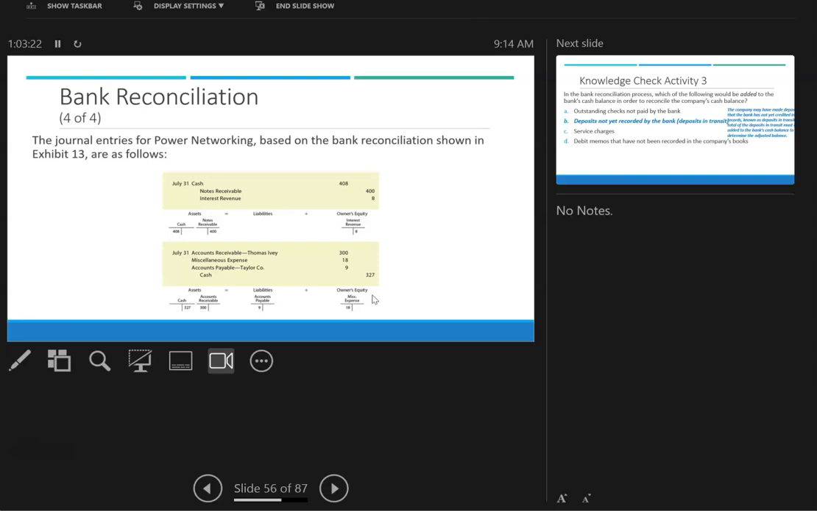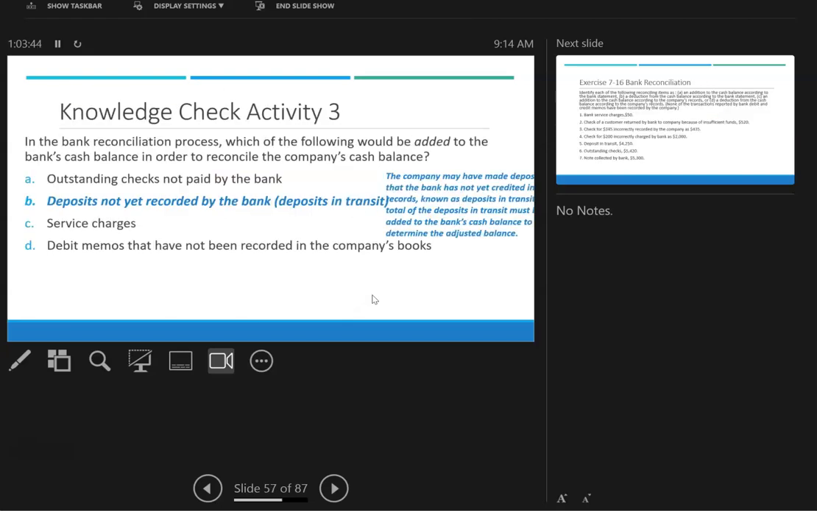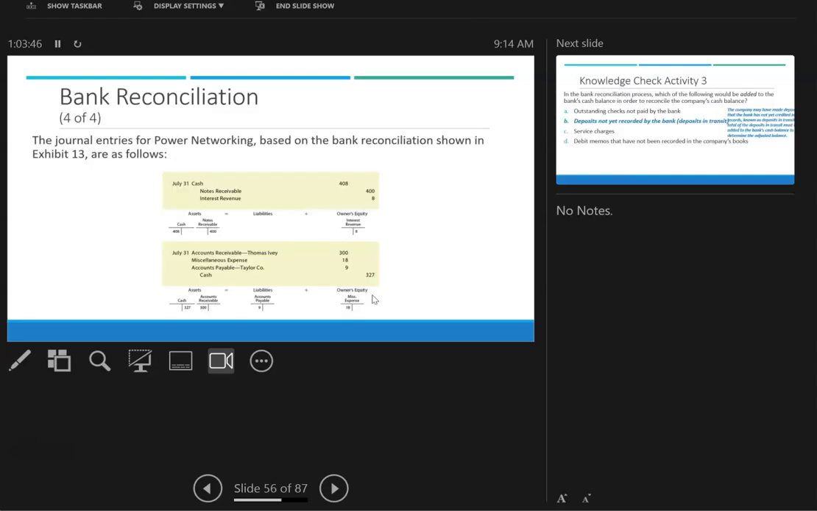So the journal entries for Power Networking based on the bank reconciliation are shown here. So we need to show, in this case, the bank received a note receivable. So the bank had that information, but we didn't have it. So we're going to need to show a journal entry to show those items that the bank has recorded that we now are aware of.